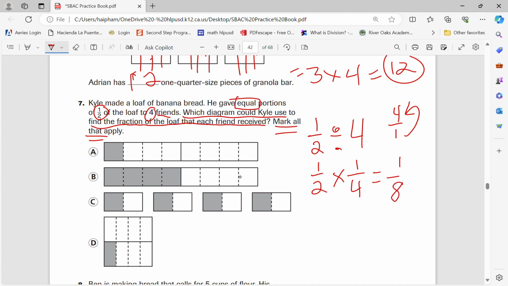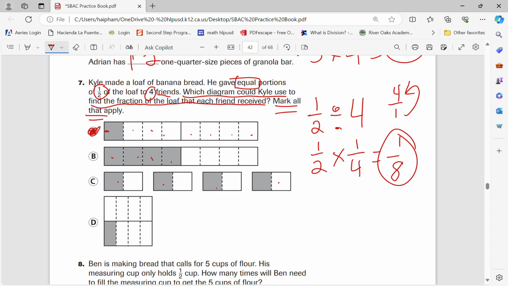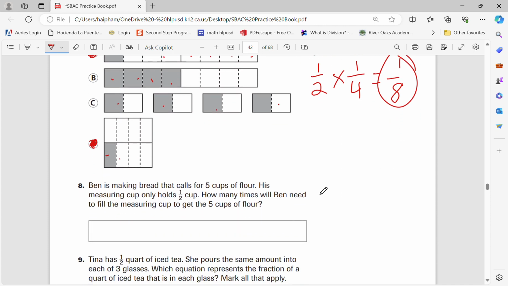So let's check the shading of each model. This is 1, 2, 3, 4, 5, 6, 7, 8. A represents 1/8. B, too many pieces shaded. C, too many separate pieces. And let's look at D. We have 1 out of 8. So it would be A and D, representing 1/8 here.